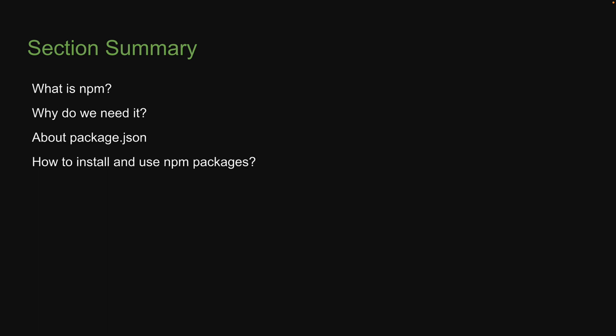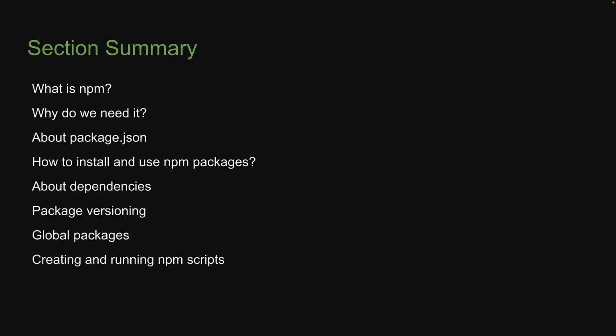With that, we come to the end of this section on NPM. We have learned what is npm, why do we need it, about package.json, which is the configuration file, how to install and use npm packages, about dependencies, package versioning, global packages, creating and running our own npm scripts, and finally, publishing a package to the registry. Now, these are topics I felt were essential to cover for someone who is starting out with Node.js.